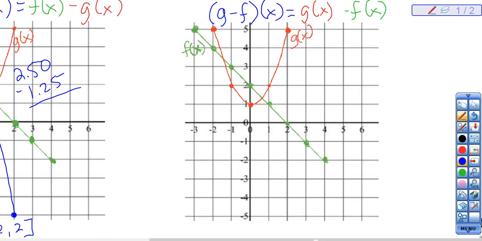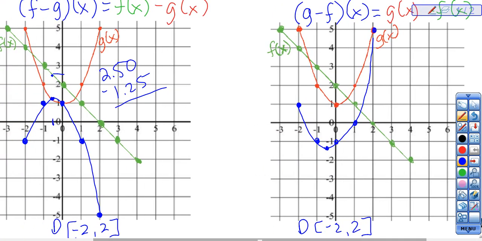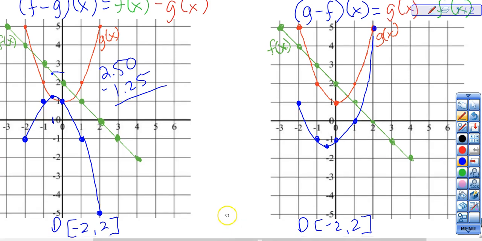Okay, so you guys try it without me. Press pause if you're at home watching this video, and then play when you want to check your answer. And there you have your picture. Your domain is the same, -2 to 2. But you'll notice that when we compare the two to each other, their combinations are different because subtraction is not commutative.